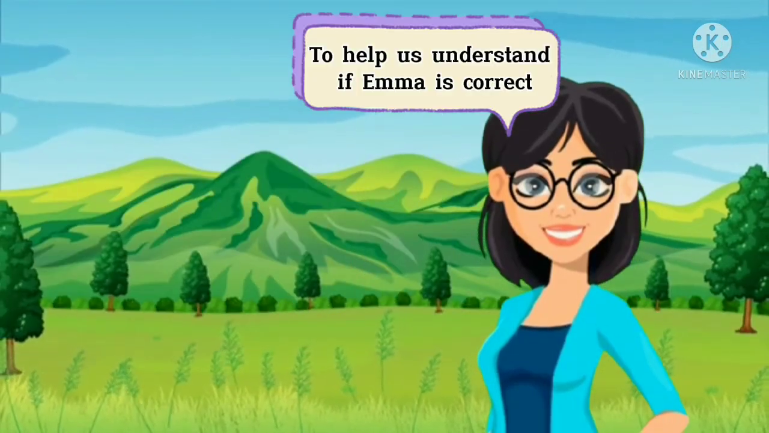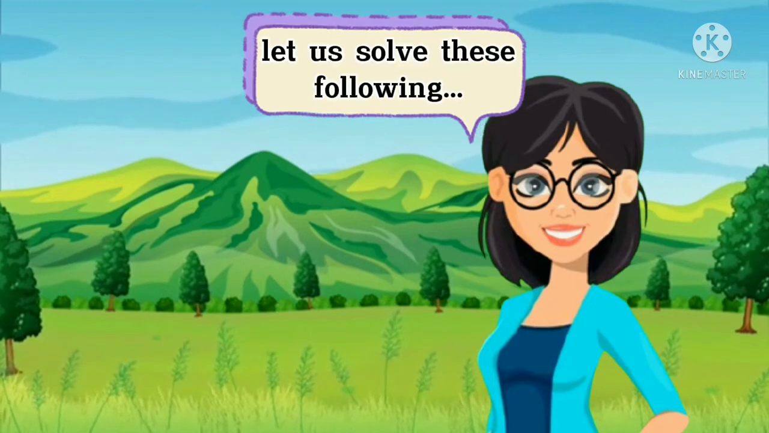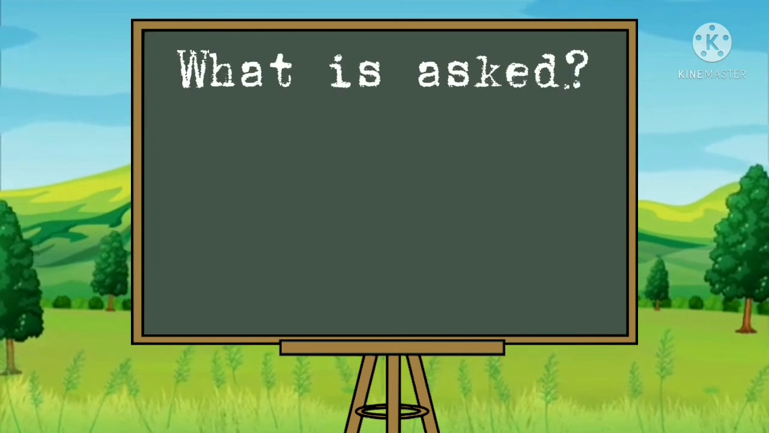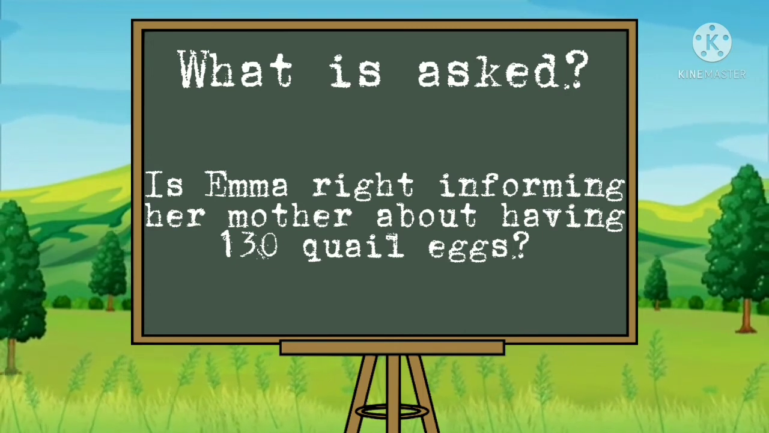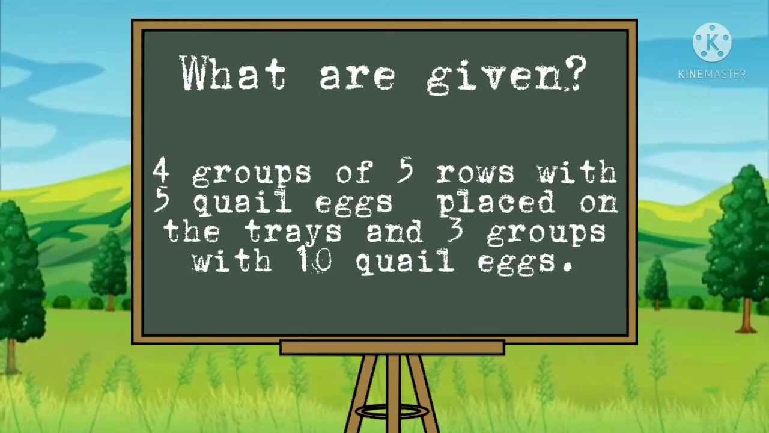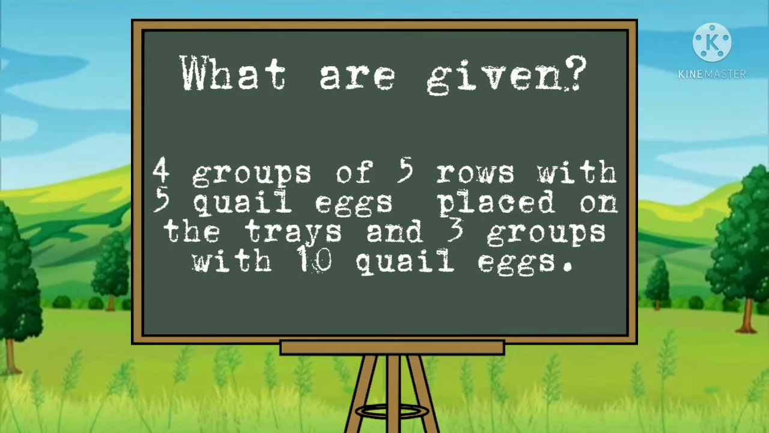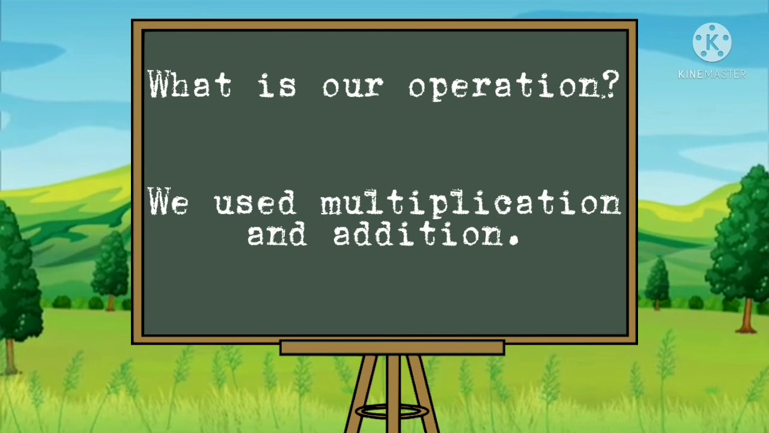To help us understand if Emma is correct in informing her mother about having 130 quail eggs, let us solve this through these steps. Number 1, what is asked? Well, is Emma right in informing her mother about having 130 quail eggs? And number 2, what are given? Well, we can see in the problem we have 4 groups of 5 rows with 5 quail eggs placed on the trays and 3 groups with 10 quail eggs. And number 3, what is our operation? Well, we use multiplication again and addition.